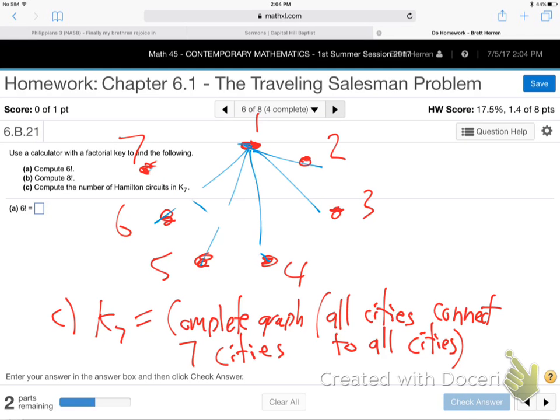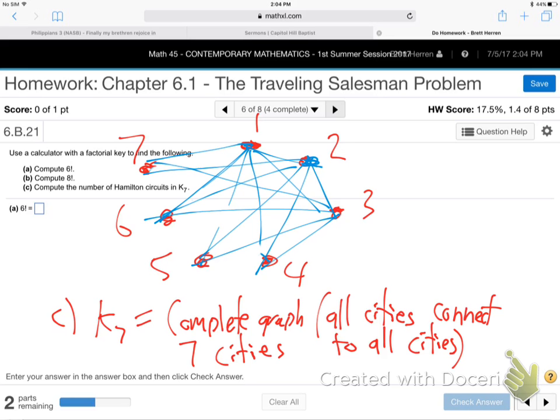So if I was to draw a complete graph, there would be city 1 going to all the other cities. Then I'd have to do city 2. He would go to all the other cities. Then I'd do city 3. He would go to all the other cities. Then I'd do city 4. He would go to all the other cities. Then city 5. Then city 6. That'd be a complete graph. That's a lot of roads.